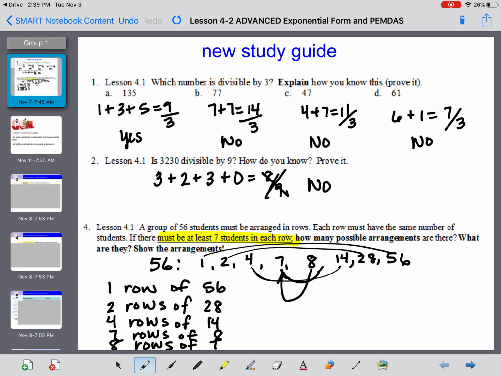I can't have 14 rows with 4 kids in each row because I have to have at least 7 students in each row. So that's where I need to stop. So make sure you're answering the question being asked and following the guidelines that they are laying out before you.